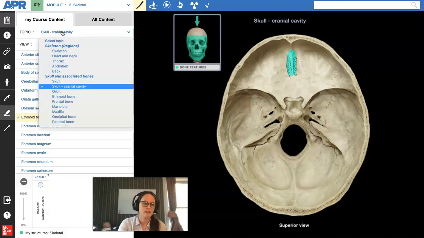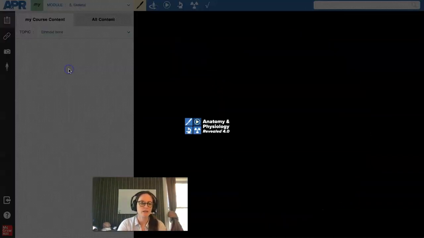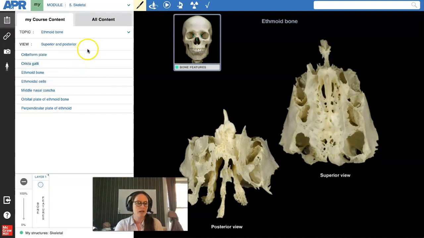So let's go ahead and do a specific ethmoid bone view. And superior and posterior. Here's our superior view. What you were looking at just a minute ago, looking into the cranial cavity from above, from the superior orientation. This is the superior view of the ethmoid bone. This is known as the crista galli, and that's the same as this structure right here, but this is the posterior view. So this was what you were just looking at. This was what was obscured by the frontal bone out here.